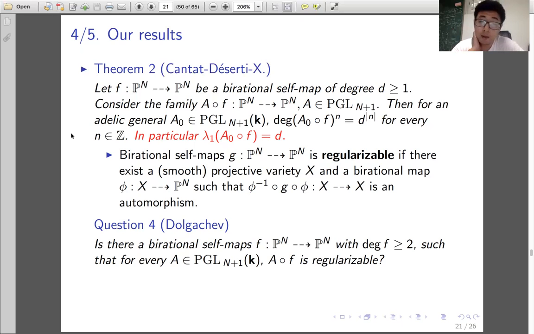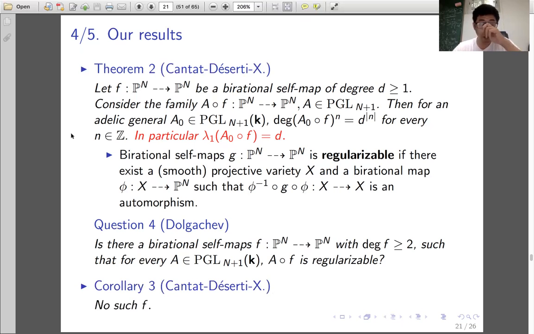Because here we are in characteristic zero, we have functional desingularization. So we can assume that X is smooth. Okay, and there is a question of Dolgachev. Is there a rational self-map F from Pn to Pn with degree F greater than or equal to 2, such that for every A in PGL_{n+1}(k), A∘F is regularizable?